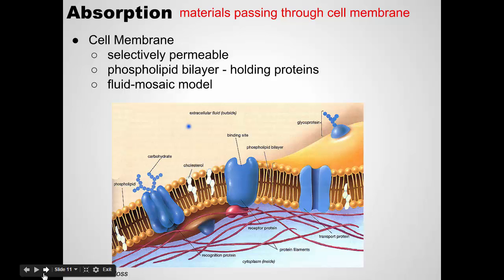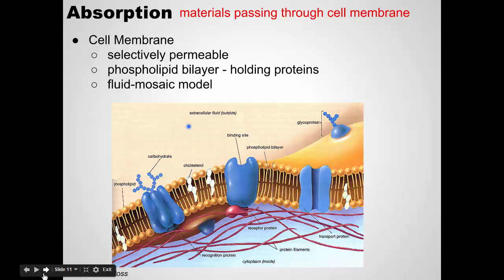So here we have, again, the fluid mosaic model of the cell membrane. You can see here the phospholipids, 2 layers. Phosphate heads facing out and facing in, and then all the tails lined up. Okay? Embedded in the cell membrane are other molecules, cholesterol molecules, proteins, like we said, transport proteins, receptor proteins, all sorts of different things that allow for various cell functions.